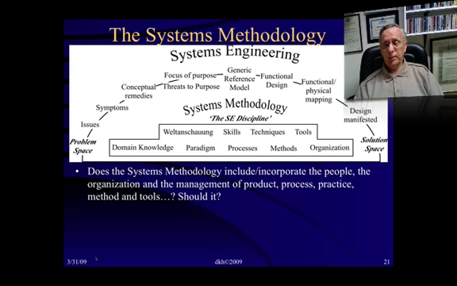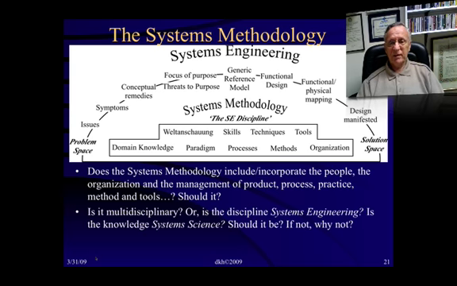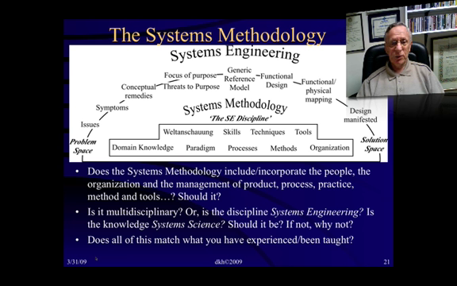Does it incorporate the people? Does a methodology include the people? Does it include their organisation and the management of product, process and practice, methods and tools? Should it? Is it actually multidisciplinary, as people insist? Or is the discipline in here systems engineering? Is the knowledge that's involved here general, or is it systems science? Should it be systems science? If not, why not? Does all of this match what you've experienced and what you've been taught? I have a sneaking suspicion.